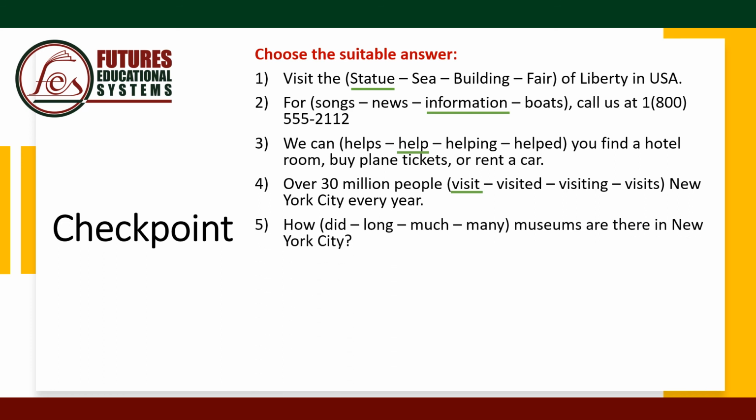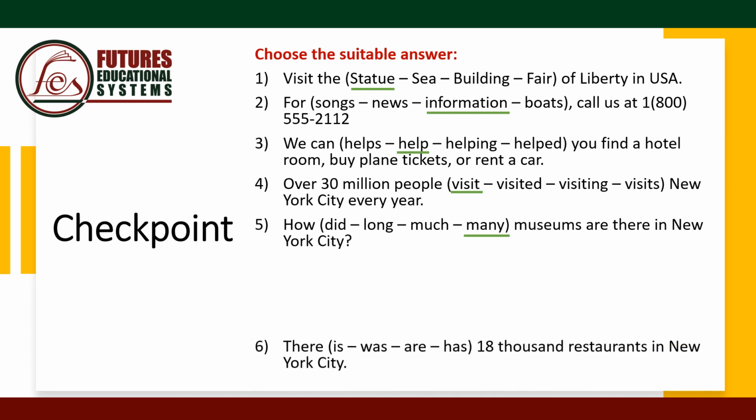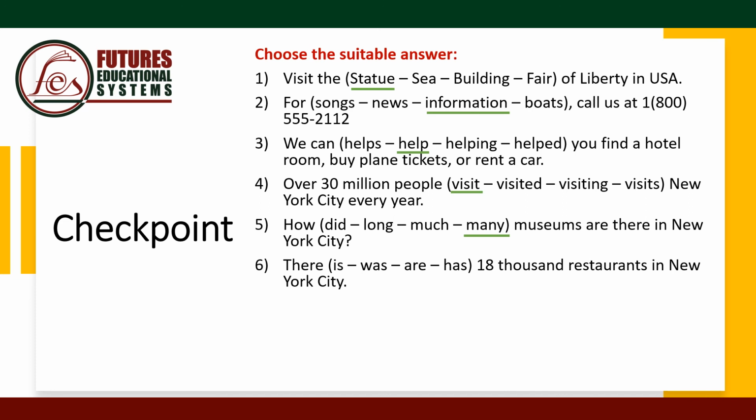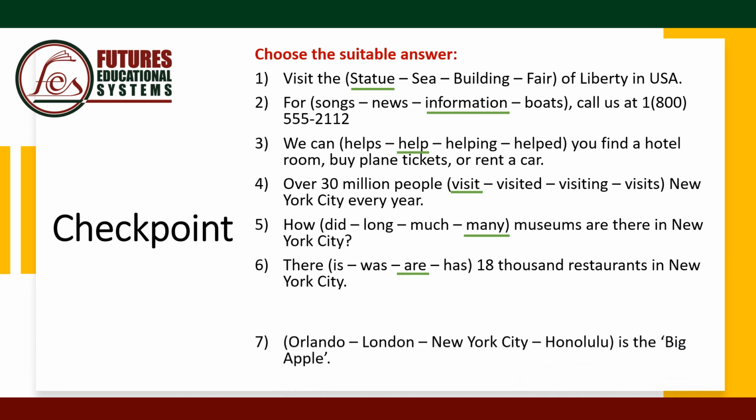Number 5, how ___ museums are there in New York City? If we're asking about the number, which question word do we use? How did, how long, how much, or how many? Yes, how many, because we're asking about the number of museums. Number 6, there is, there was, there are, there has 18,000 restaurants in New York City. Exactly. There are 18,000 restaurants because this is a plural word, so we need to use a plural verb.